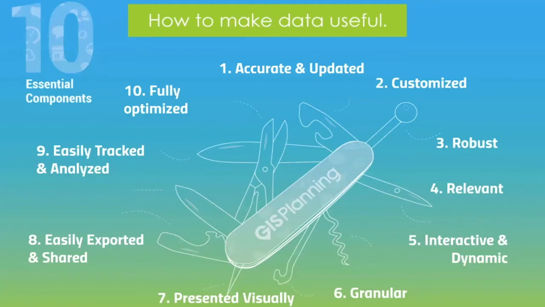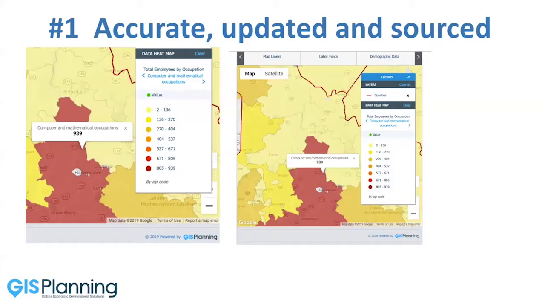Data: accurate and updated, customizable, robust, relevant, interactive and dynamic, granular, visually presented so the website user can actually get to it, exporting and sharing it, making your data easily tracked and analyzed, and again, fully optimized for mobile. We'll touch on each one of these and give you a few tips on each one of these classifications.